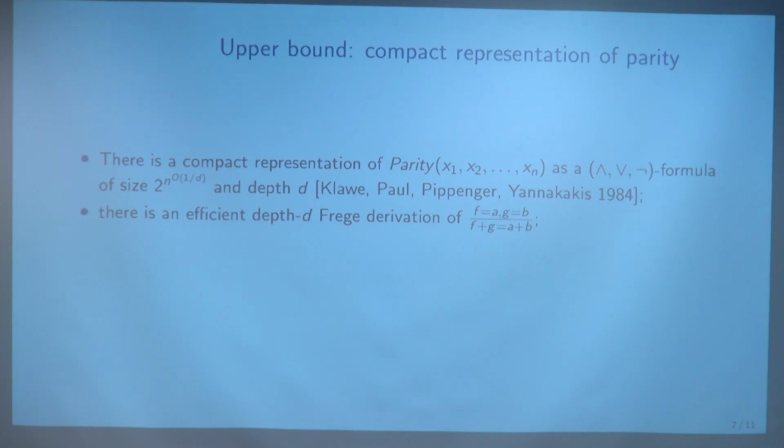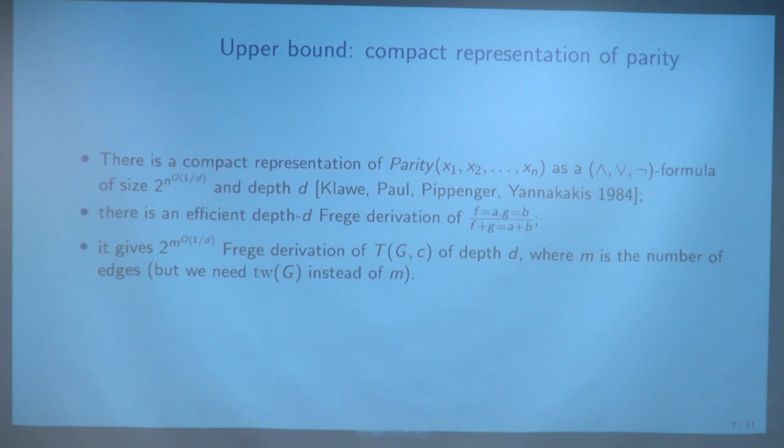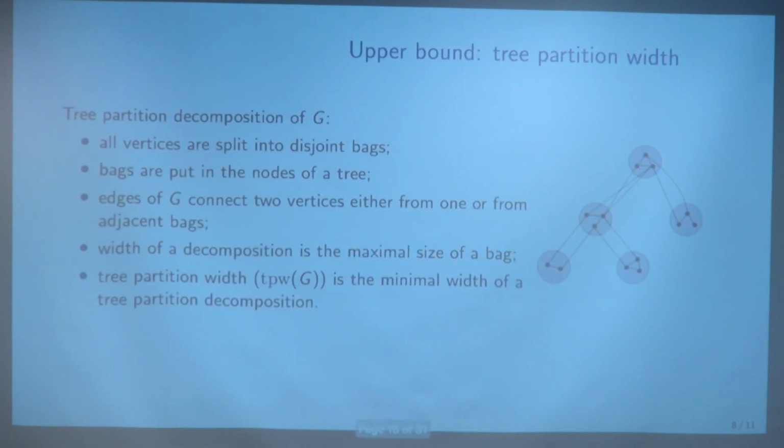So if we are to straightforwardly apply this to our Tseitin formula, which is just an unsatisfiable system of linear equations, we would get a bound 2 to the m to the o of 1 over d, but we would need treewidth of G here instead of m. Now, I never defined treewidth yet, and I will not, but I will define something similar to it. Basically, these structural parameters define how much our graph is similar to a tree.